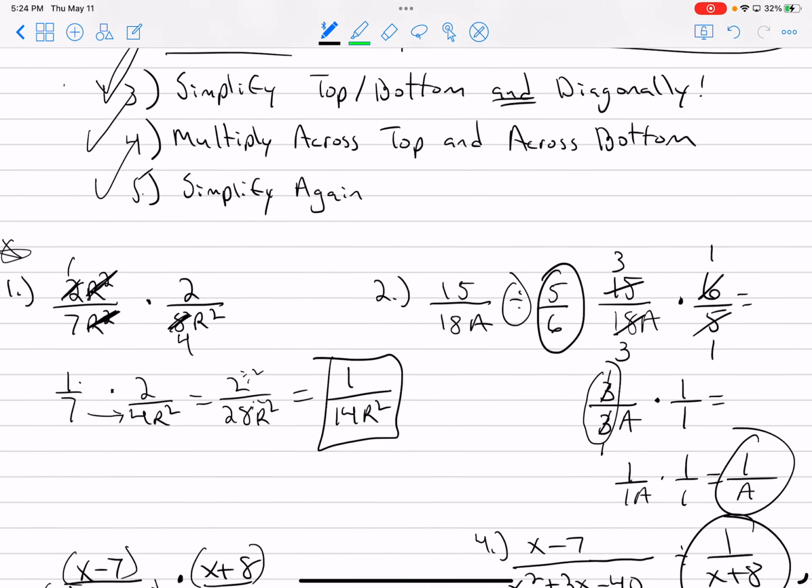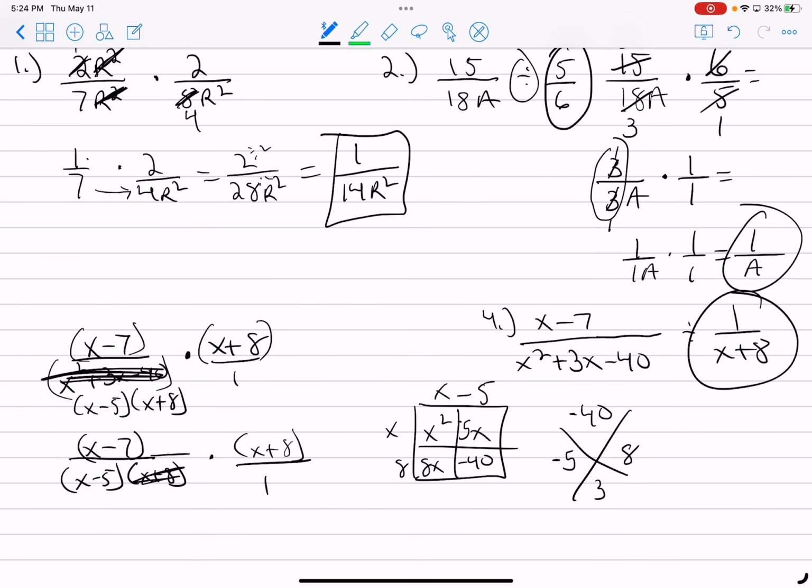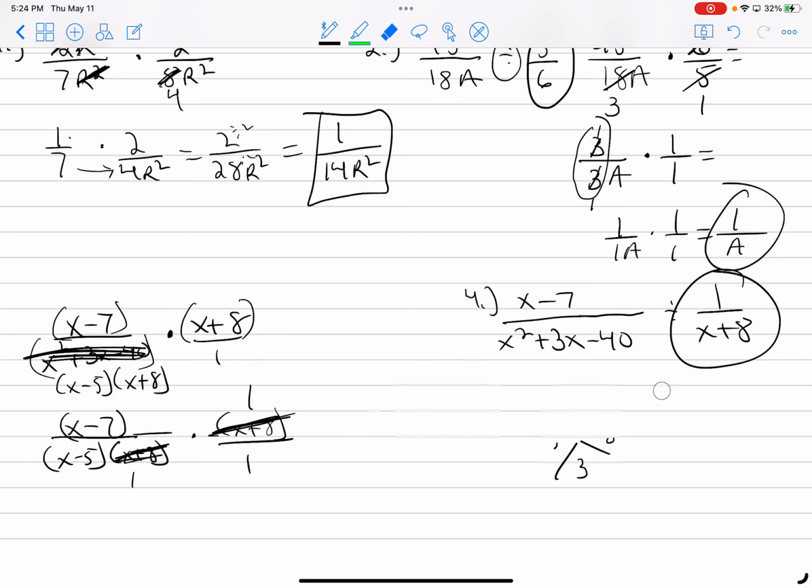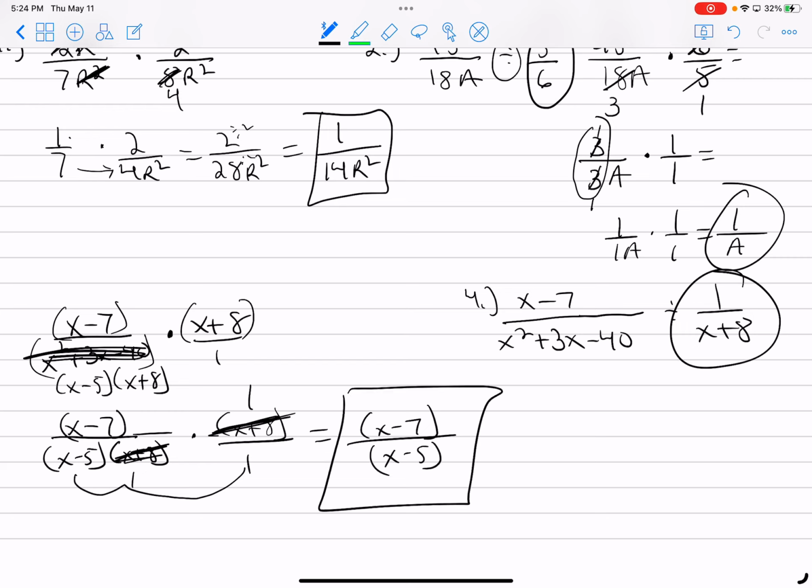Boom. Simplify top and bottom and diagonally. Well, I see diagonally x plus 8 and x plus 8, same thing. They could cancel. And multiply across the top and across the bottom. So now this is a 1, this was a 1. So I end up with x minus 7 times 1, which is just x minus 7, over x minus 5 times 1, which is just x minus 5. There is my final answer. And that was for number 4.